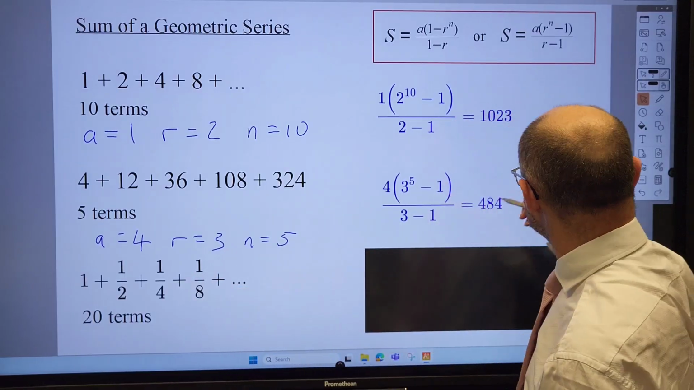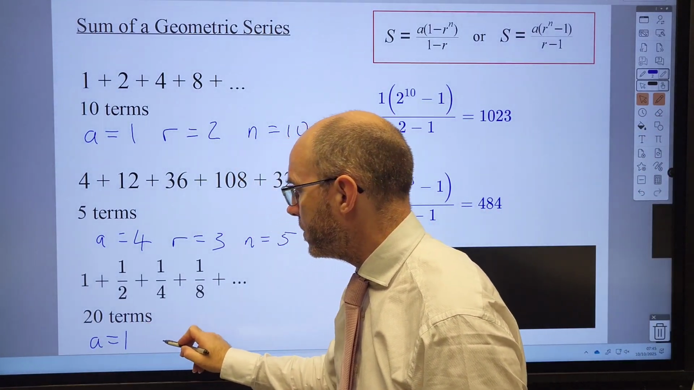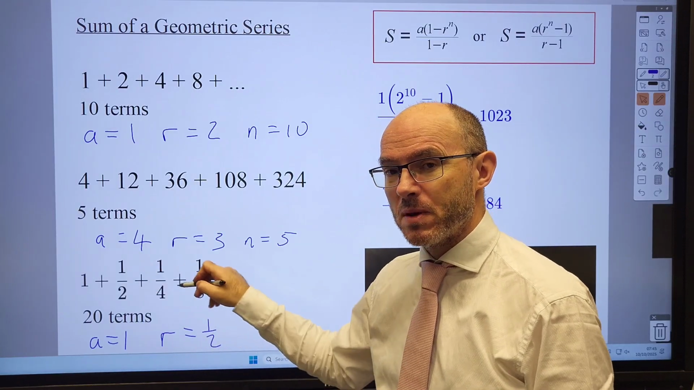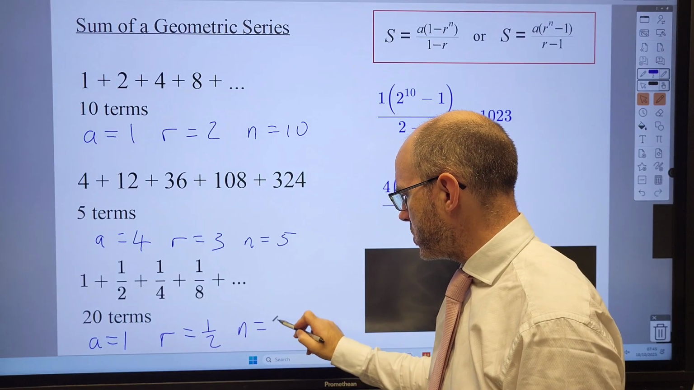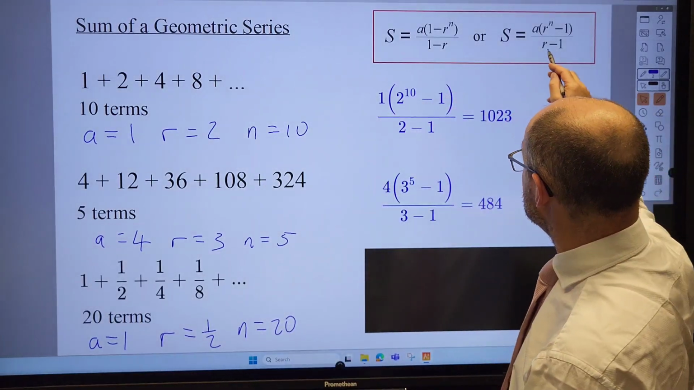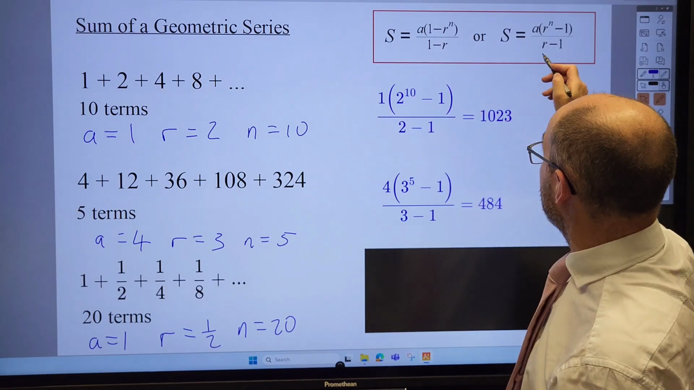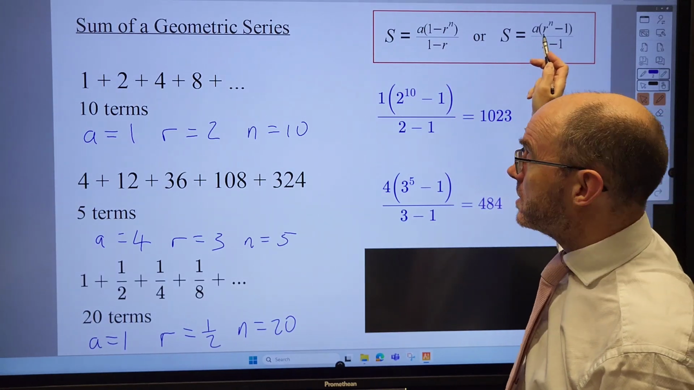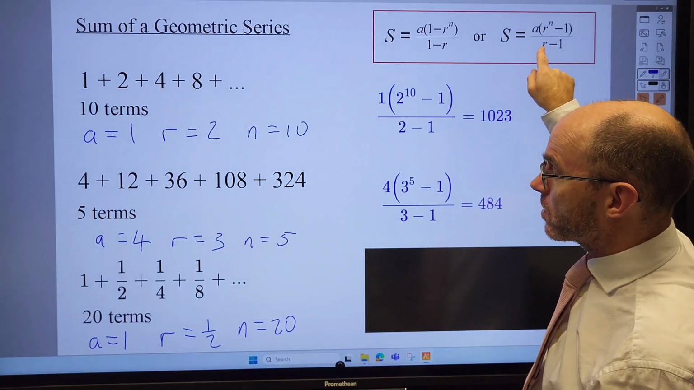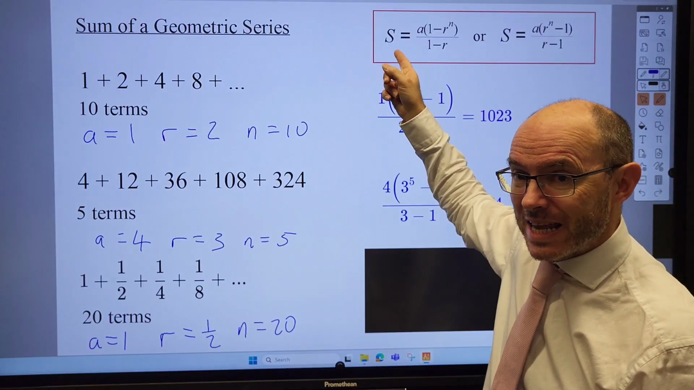Right, last one. So there's 20 terms. A, the first term is 1. The common ratio R is a half this time because each term is multiplied by a half. N equals 20. This time I'm going to use that formula because if I use this one now, I've got a fractional value less than 1. So half subtract 1 gives me a negative value in that one. So I'm going to use this formula. Okay. So in short, I tend to use this one when I've got a value of R greater than 1. And I use this one when R is actually less than 1.